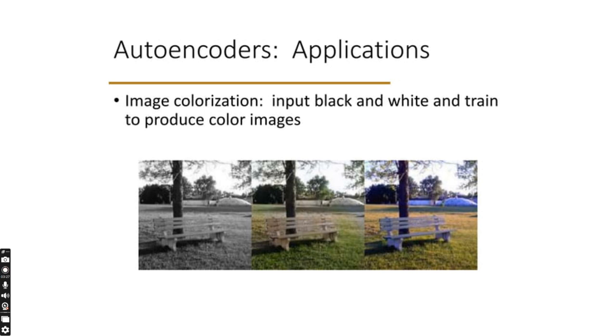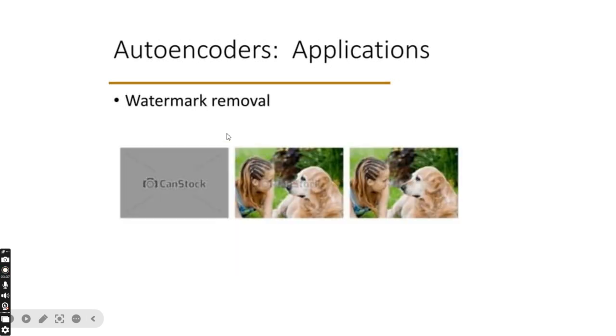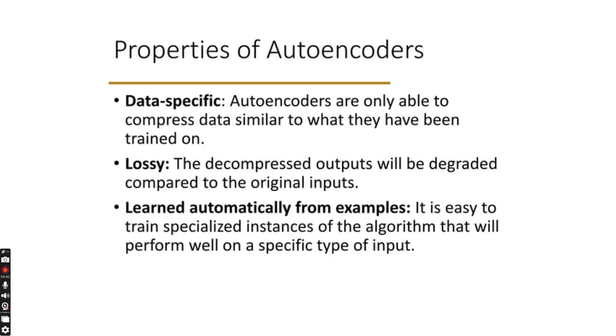Another application is image colorization. Black and white images are transformed into colored images. We can also use autoencoders for watermark removal.